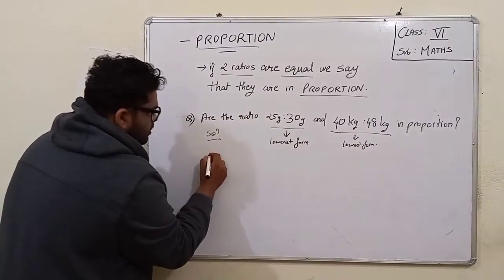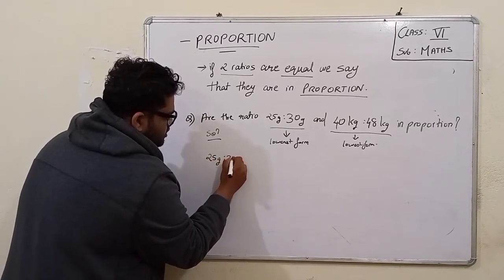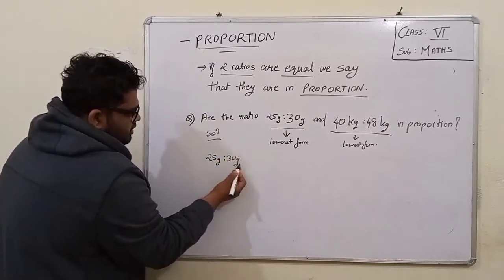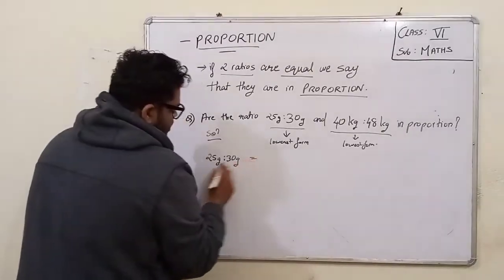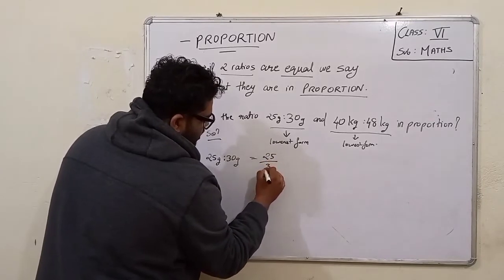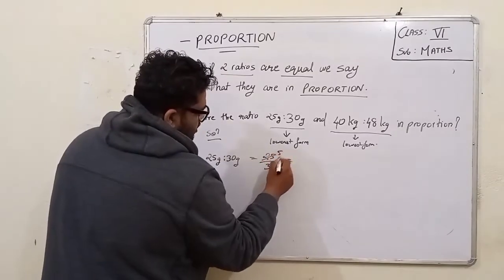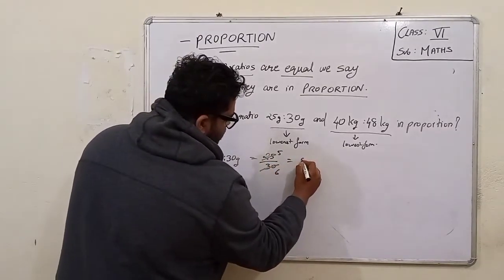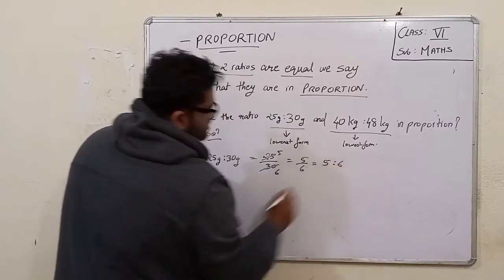So, 25 gram is to 30 gram. Note that their units should be the same. So 25 by 30. Evaluate it. 5 fives are 25, 5 sixes are 30. So 5 by 6, its lowest form is 5 is to 6.